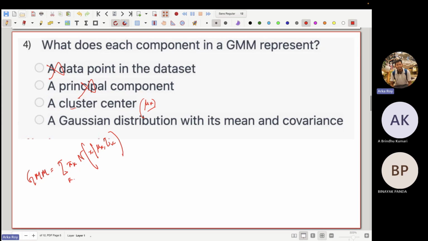A cluster center is in some way correct because it is referring to the mu k. However, it is not only the mu k that is the constituent factor of Gaussian mixture model. Rather, Gaussian mixture model comprises both mu k, that is the mean of the normal or Gaussian distribution, and the sigma k, which is the covariance matrix of the Gaussian distribution. So therefore, this is also incorrect. A Gaussian distribution with its mean and covariance is the correct answer for this particular question.